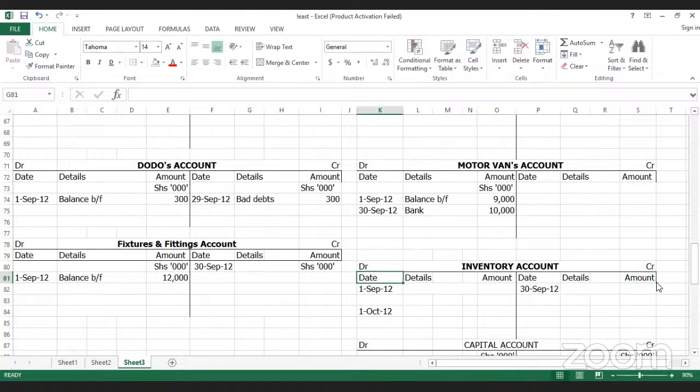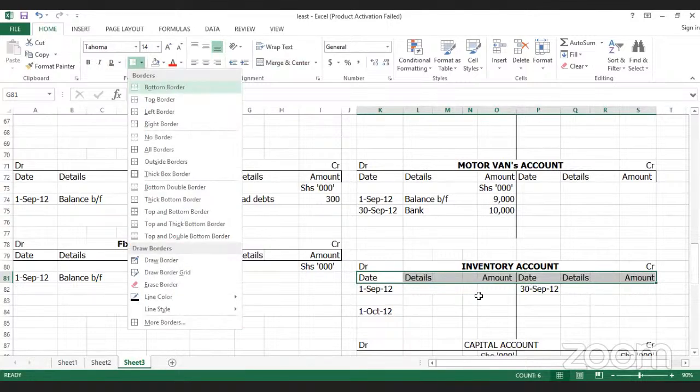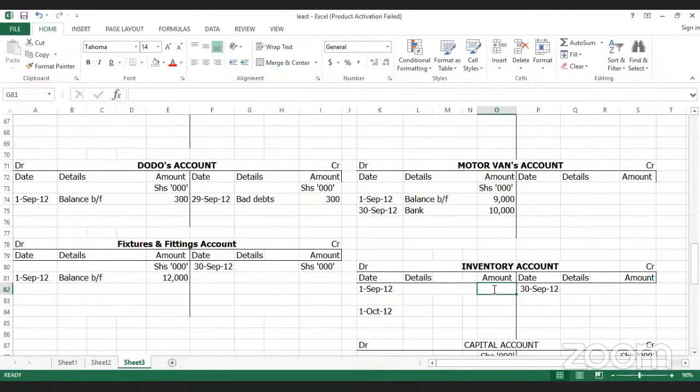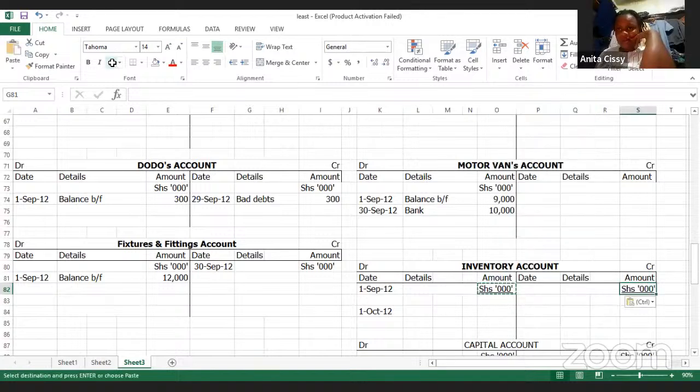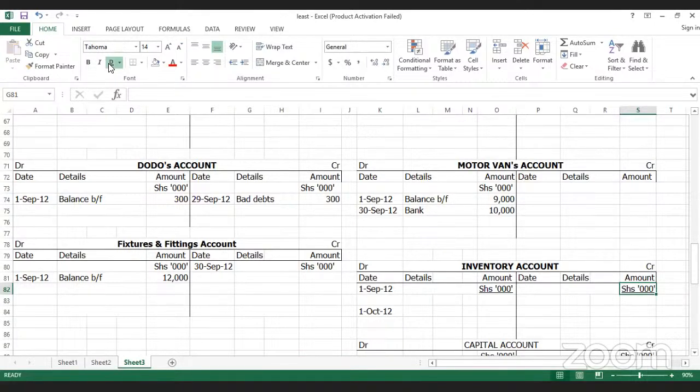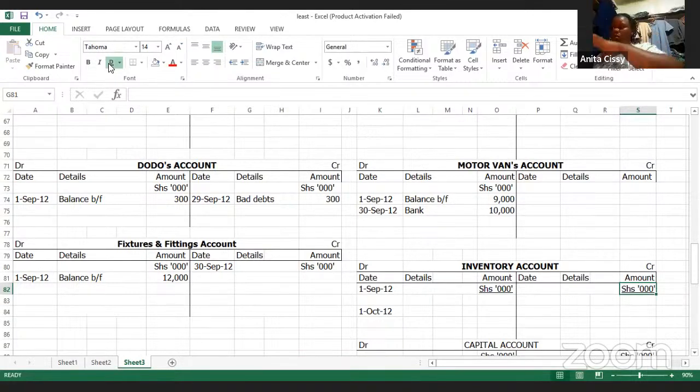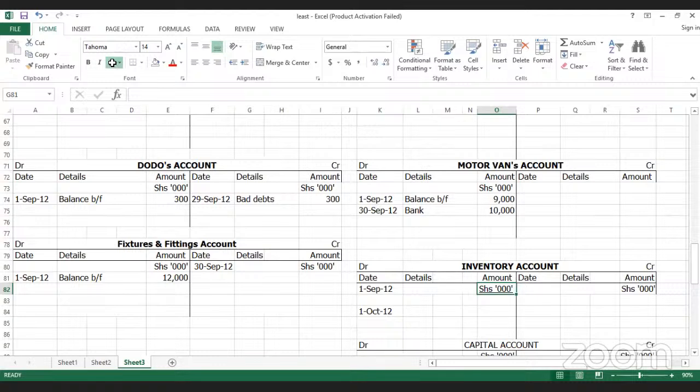So we need to enter the opening balance of inventory. Let's do that. Inventory, these are assets to the business. So according to the rules of double entry, inventory has a normal debit balance, being that it's an asset.